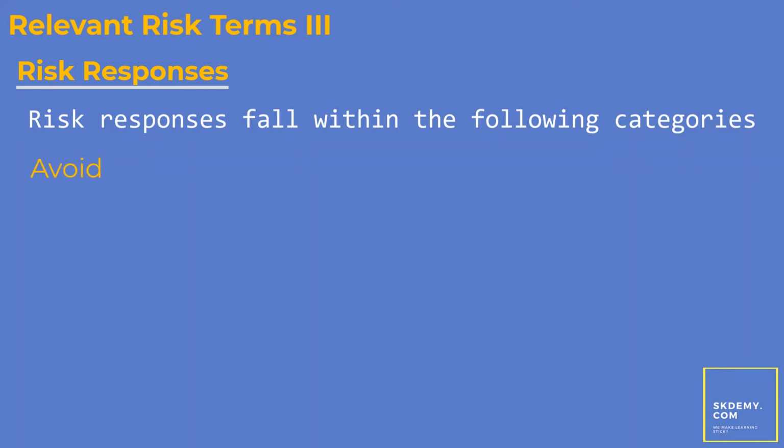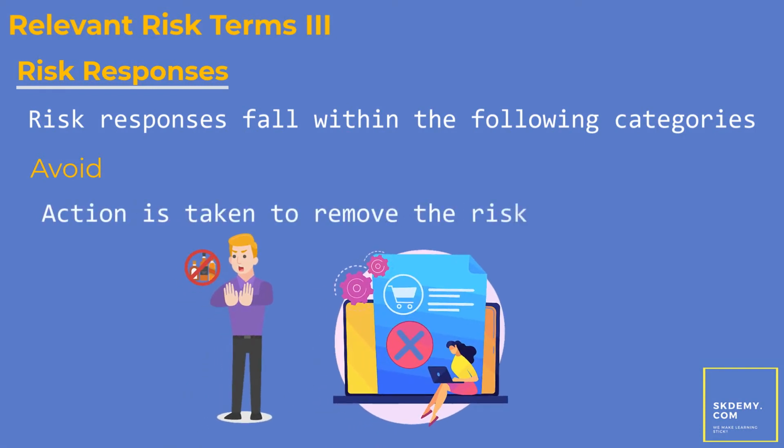Avoid. Action is taken to remove the risk, which may mean ceasing a product line, declining to expand to a new geographical market, or selling a division. Choosing avoidance suggests that the organization was not able to identify a response that would reduce the risk to an acceptable level of severity and bring it within the organization's risk appetite.